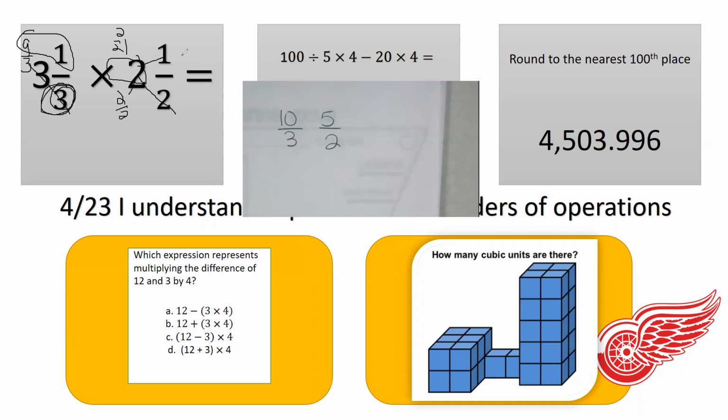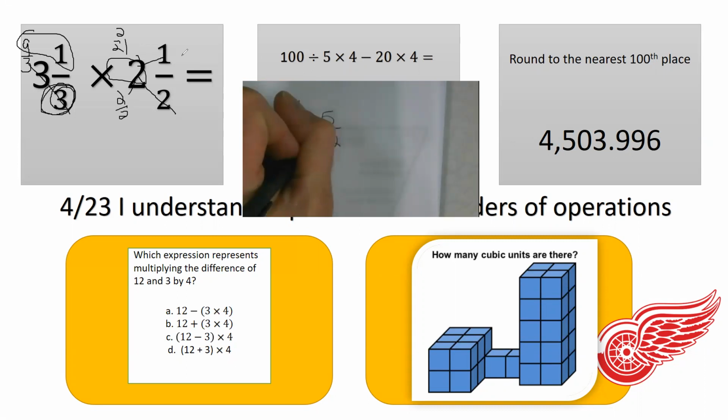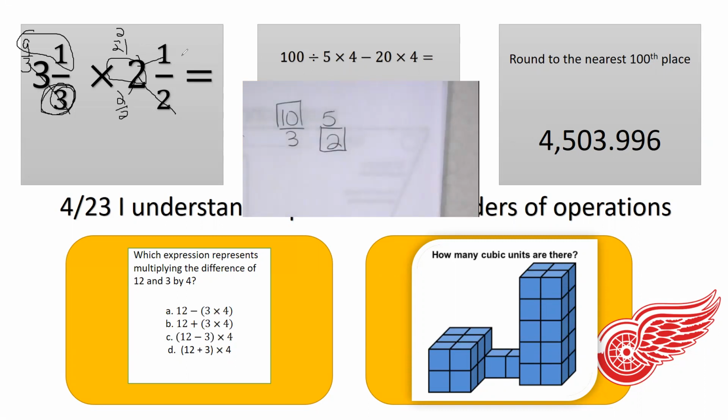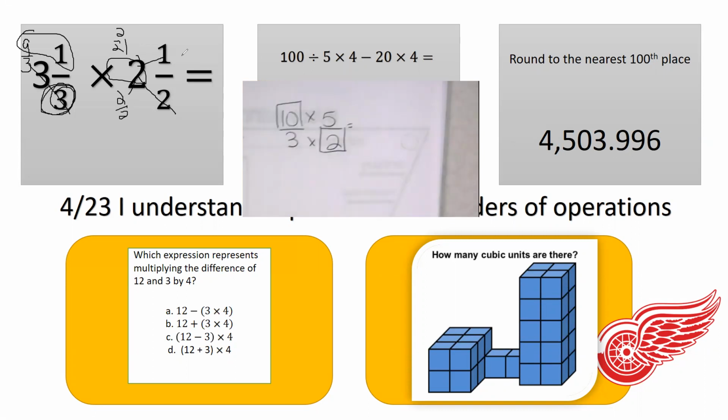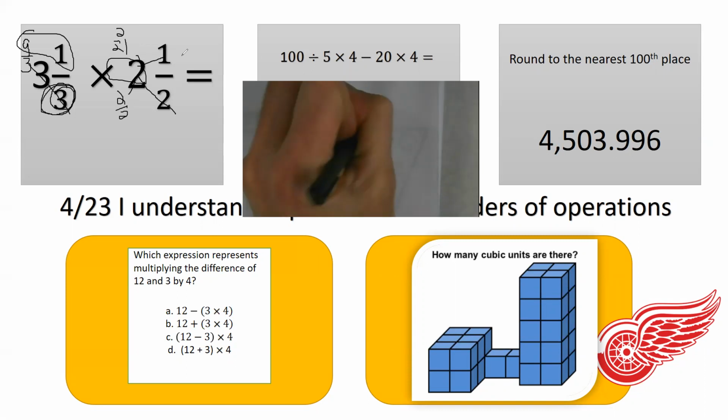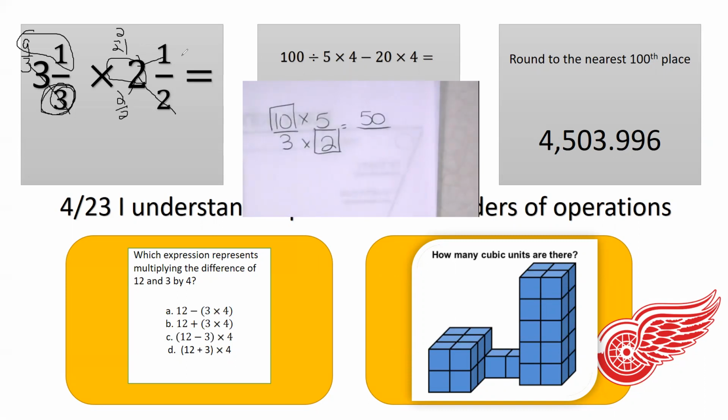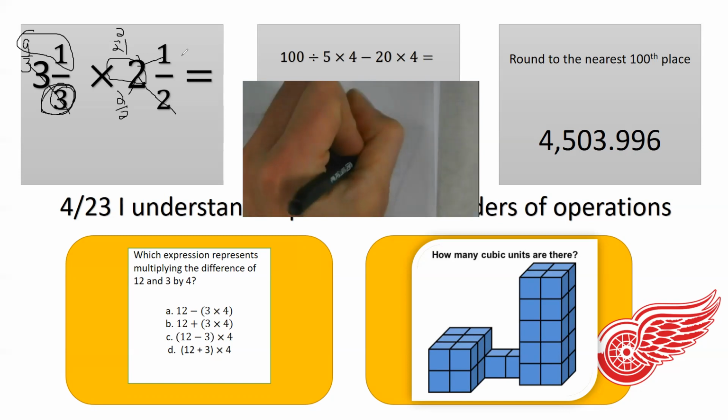Now I can multiply across. Some of you guys are like, no, Mr. Stahl, a top and a bottom one have something in common. They're both even, so you could cut them down first. If you know how to reduce first, that's awesome. Do that. 10 times 5 is 50. 3 times 2 is 6.